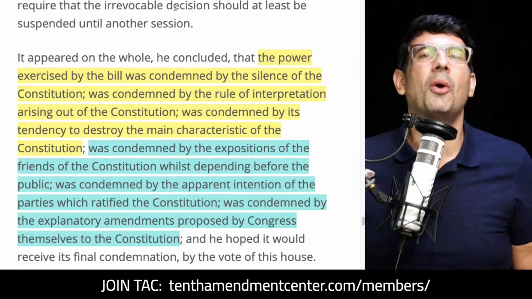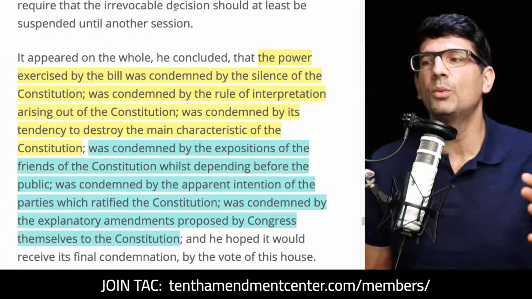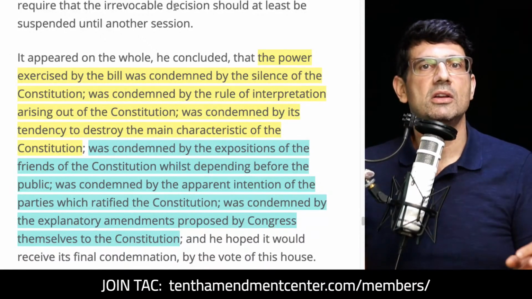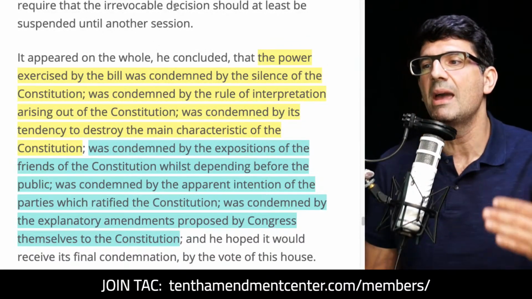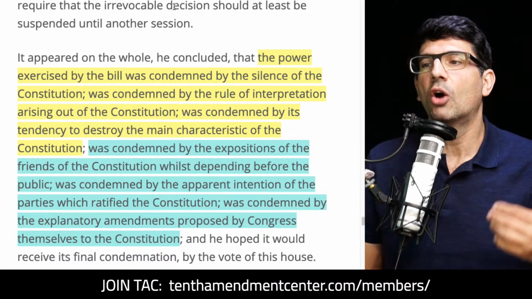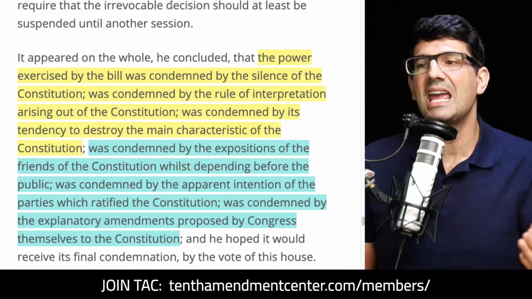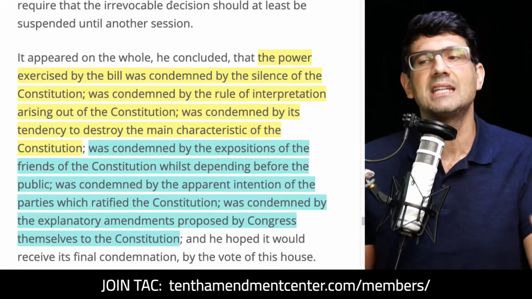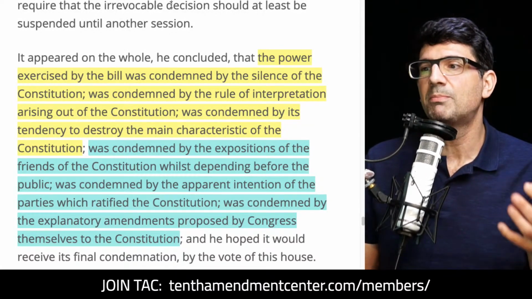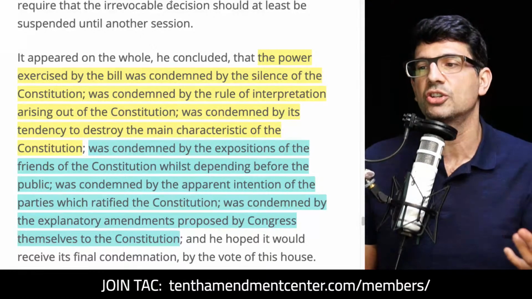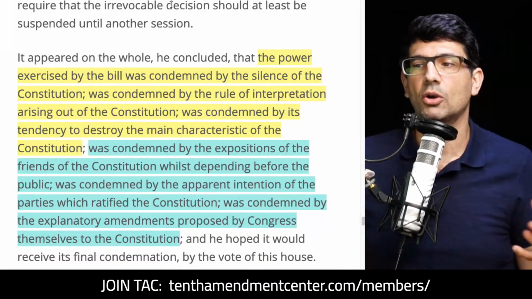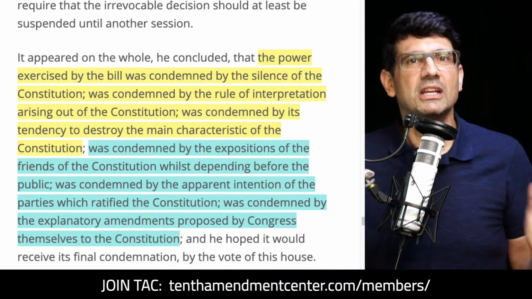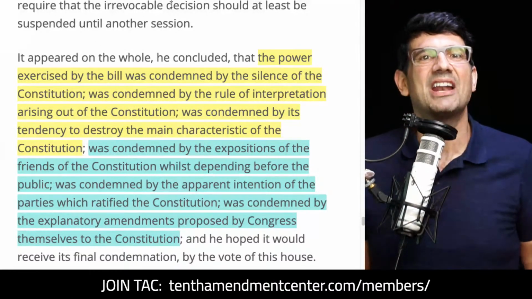was condemned. So it's not authorized. It was condemned by the silence of the Constitution. It's not been delegated. It's not there. So then we have to look elsewhere. He says it was condemned by the rule of interpretation arising out of the Constitution. It was condemned by its tendency to destroy the main characteristic of the Constitution, limited delegated powers. It was condemned by the expositions of the friends of the Constitution whilst depending before the public. So the people who explained how this was going to play out, that they said this is how it's going to be, and the people ratified it on that understanding.